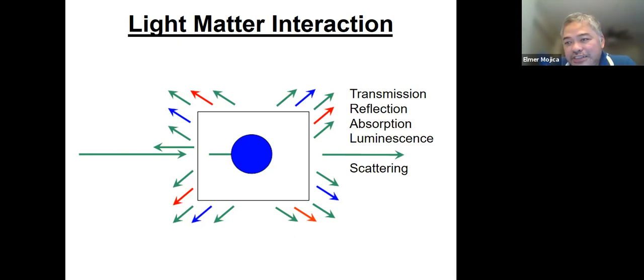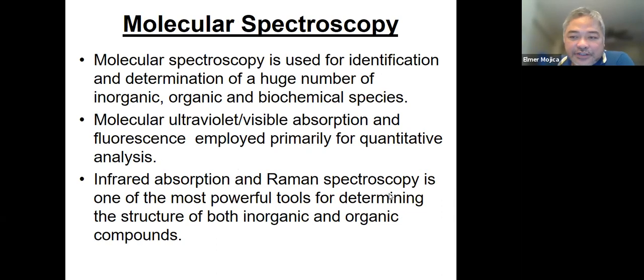If you're looking at the steady state, that's just excitation and emission. But if you're looking at the dynamic state, it has something to do with the lifetime. Both of them are very good techniques, especially if you're looking at biological nature or interaction in a biological setting. When we look at molecular spectroscopy, it's used for the identification and determination of a huge number of organic, inorganic, and biochemical species.